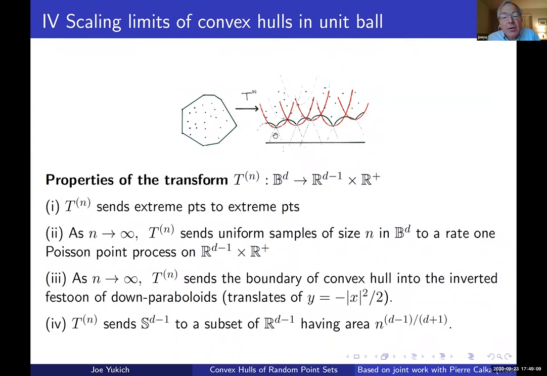because the number of extreme points in this picture here should be proportional to, well, here's an extreme point, there's an extreme point, there's an extreme point. The number of extreme points should be proportional to the surface area of this set here. And this surface area turns out to be of the order n to the (d minus 1) over (d plus 1). That's not at all clear from the picture, but it will be in a few minutes.